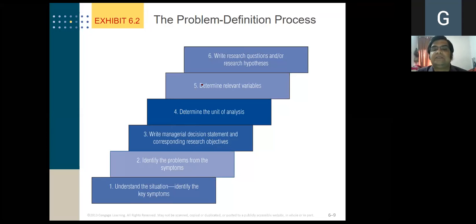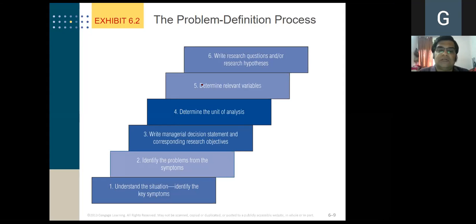Next, determine the unit of analysis. Number 5, determine relevant variables. And number 6, write the research question or research hypothesis. So these are the steps of the problem definition process. This is the total problem definition process.